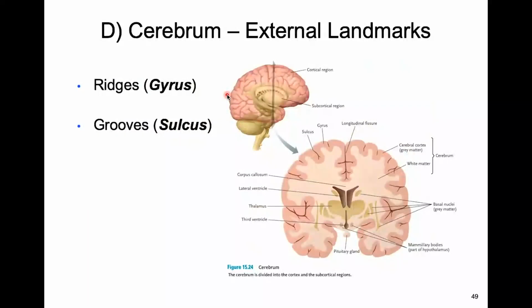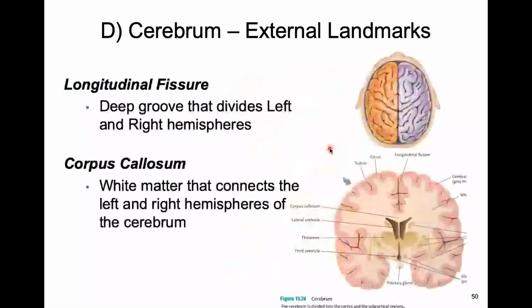Now, some other external landmarks of the cerebrum, we have ridges, which are the elevated points, and then grooves, which are the regions sort of between those ridges. Okay, and they have specific names. So an elevated ridge is known as a gyrus, and those grooves are known as a sulcus. Okay, and each one of those identifies externally different parts of the brain that are involved in different processes.